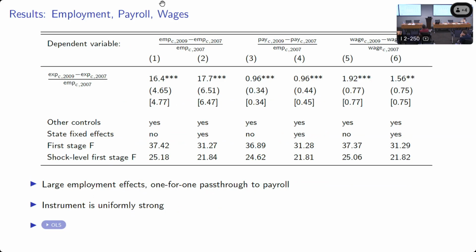The way to interpret these coefficients is that a $1 million exogenous decline in exports of a county results in a decline of about 17 jobs. And then there's basically a 1-for-1 pass-through of a decline in exports into payroll. And a $1,000 decline in exports results in a 1.9% decline in the wage rate.